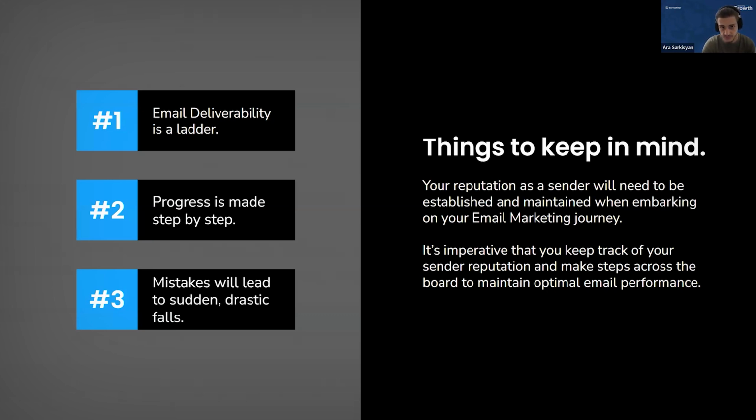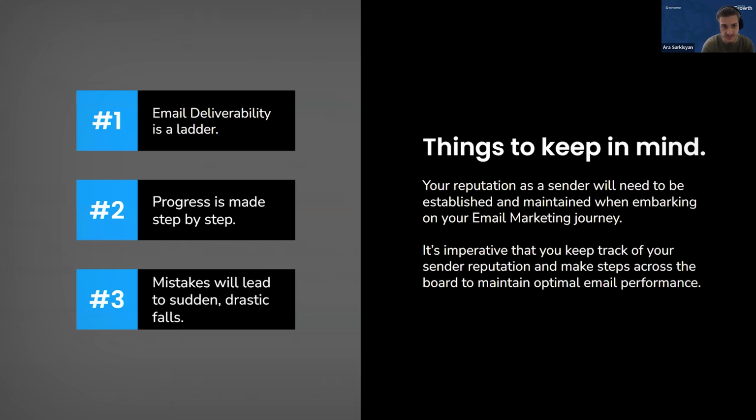One analogy I really like to use is that email deliverability is like a ladder. It's a step-by-step process to get to the top and ultimately where you want to be. But if you miss a rung or if you make a mistake along the way, then you find yourself at the bottom of the ladder immediately. These mistakes will lead to sudden and drastic results that unfortunately are going to be very negative to your overall reputation and, as a result, your campaign performance.